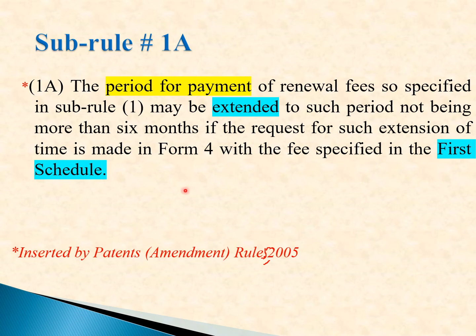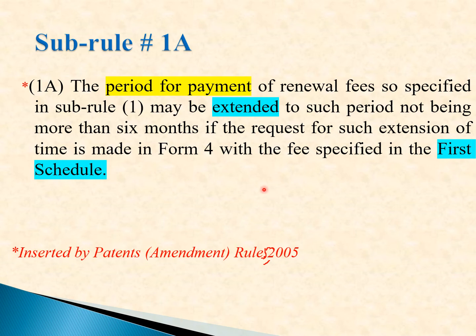first schedule. So I think now it is clear, because I am reading it again. Just take a look. The period for payment of renewal fees so specified in subrule 1 may be extended to such period not being more than 6 months if the request for such extension of time is made in form 4 with the fee specified in the first schedule.